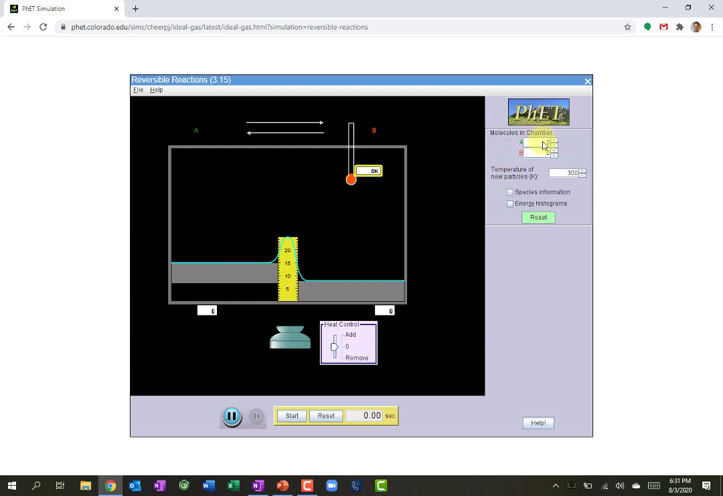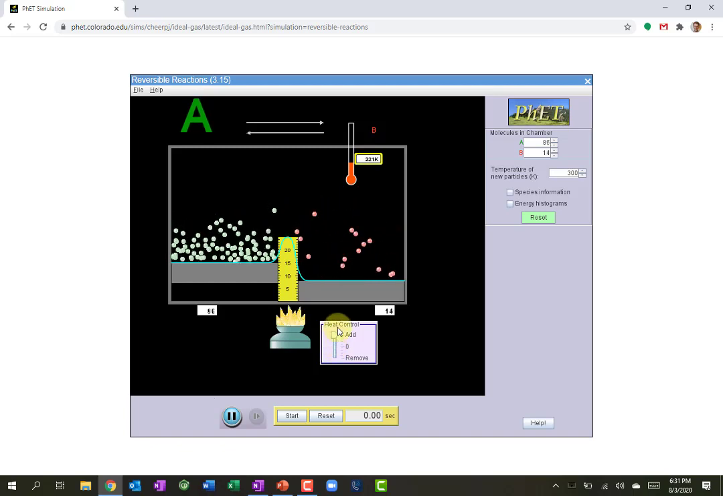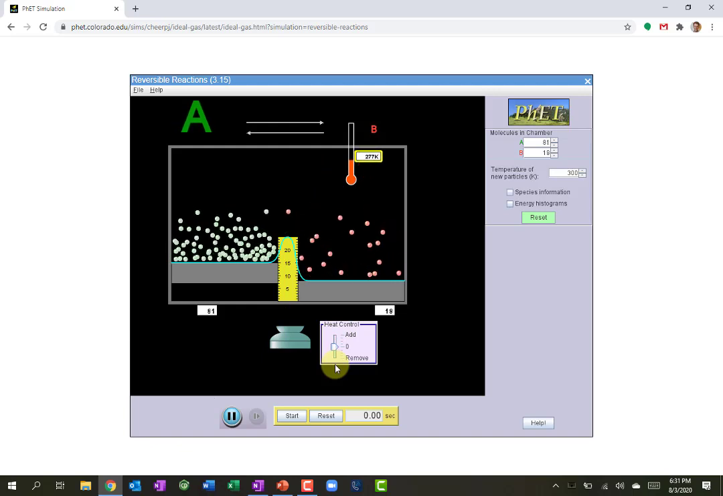So let's go ahead and add in 100 of these A molecules. I'm just going to add those in, and they're just going to pool up in the A side. And at room temperature, some of them will have enough energy to actually move on over to that other side, right? So this is just room temperature, but let's try to give it a little bit of a boost here. So I'm going to add a little bit of heat. We'll heat it up to about there.